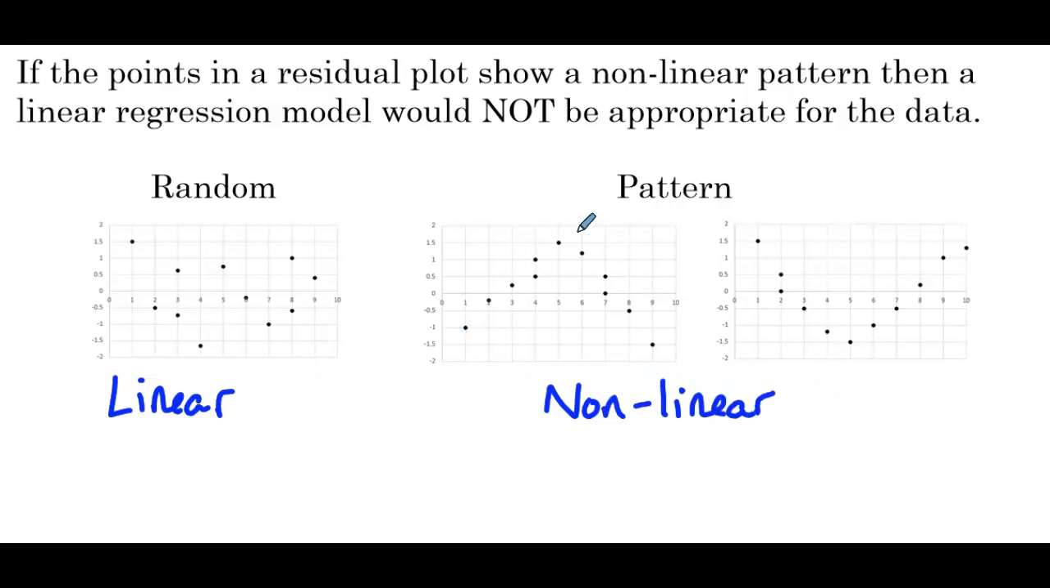Now I know it's tempting to say, well, maybe it's a parabola. We can't make that conclusion. All we know from this is a linear relationship is not apparent. That's all we're doing. Linear or not linear.